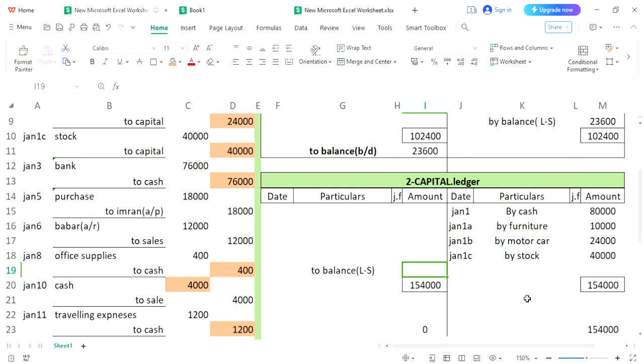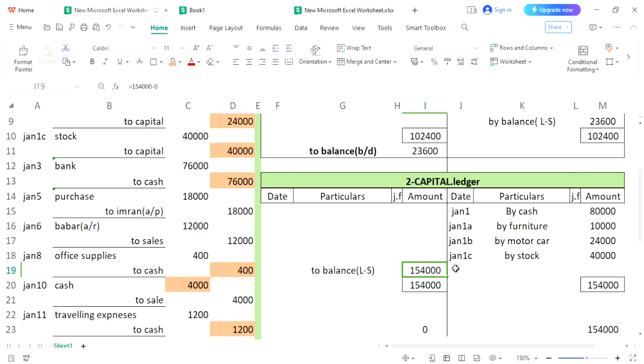So the smaller sum would be subtracted from the larger sum. Here you can see that this is your sum of credit side, which is the larger sum, 154,000, and you will subtract the smaller sum. Here you can see the smaller sum was 0. Subtract the smaller sum from the larger sum. This way you have calculated your initial balance, 154,000.